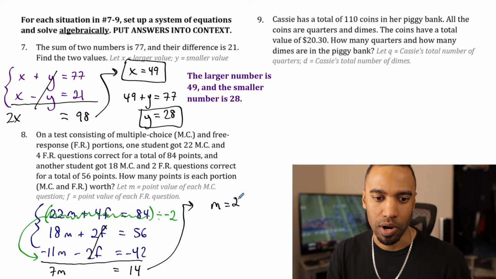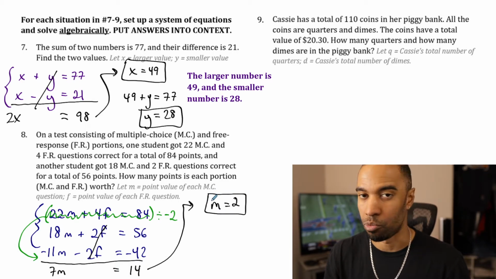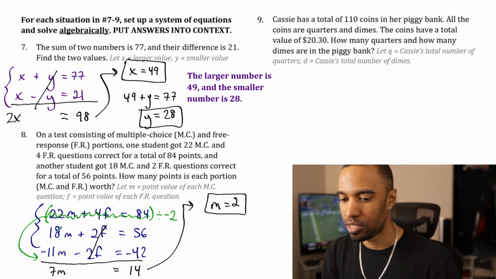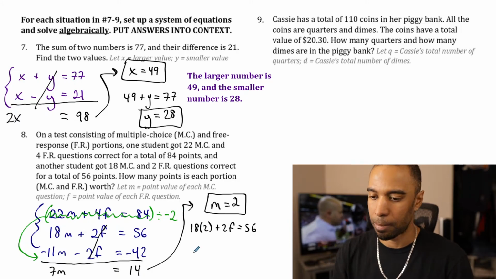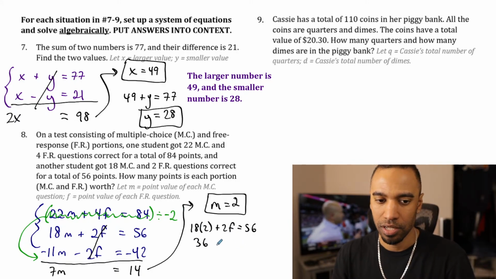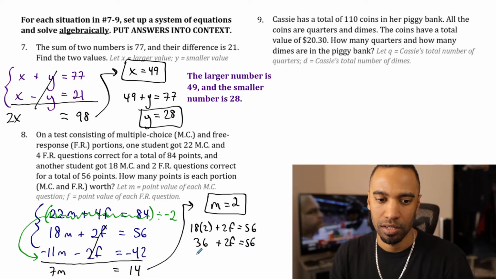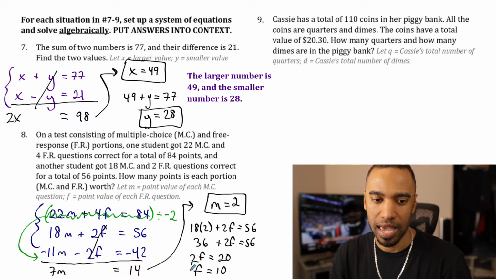Now that will answer our question as far as multiple choice value. The value of each multiple choice question is 2 points. All right. Free response. Let's substitute it into, how about this equation right here? 18 times 2 plus 2f equals 56. That's 36 plus 2f equals 56. Subtract 36 from both sides. 2f equals 20. Divide both sides by 2, f equals 10.